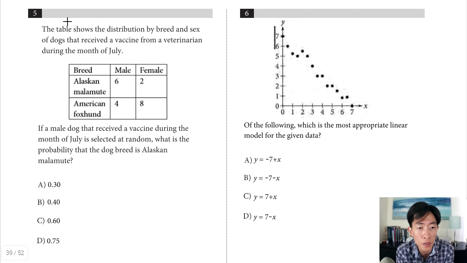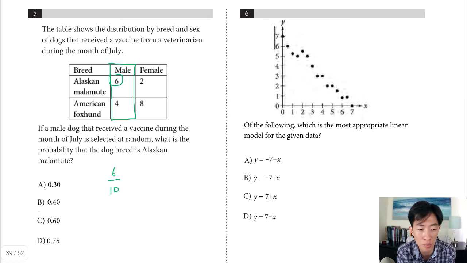Question 5, the table shows the distribution by breed and sex of dogs that received the vaccine from a veterinarian during the month of July. So we got breed here, sex there. If a male dog that received the vaccine during the month of July is selected at random, so the total sample is going to be all the males, which is 10. What is the probability that the dog breed is Alaskan Malamute? Alaskan Malamute males are 6, so it's going to be 6 out of the total, which is 4 plus 6 is 10.